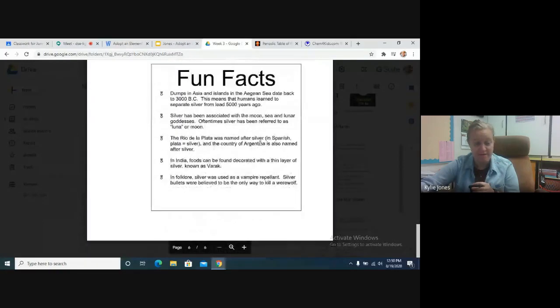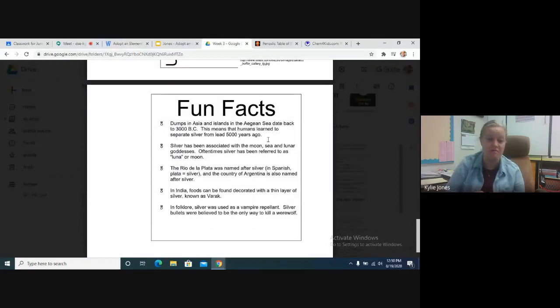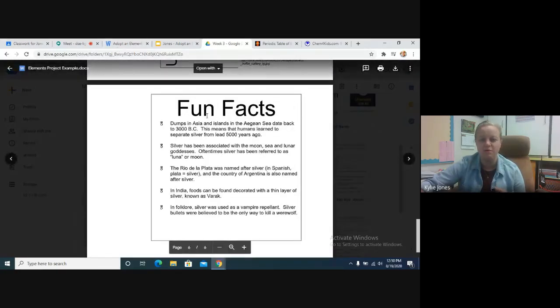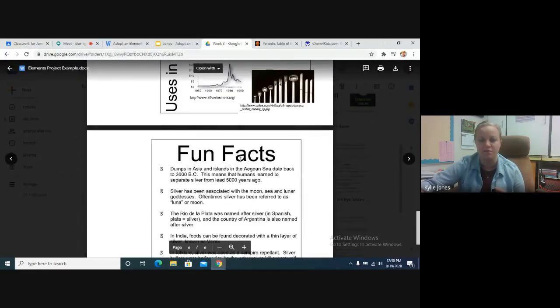So that's slide 5, and then slide 6 is just some more fun facts about your element. Things that you can't really fit into the other categories of physical properties or chemical properties. So just some cool, interesting facts that you find. Okay, so there's an example. I think I put it on Schoology, so you guys can look at the example too.